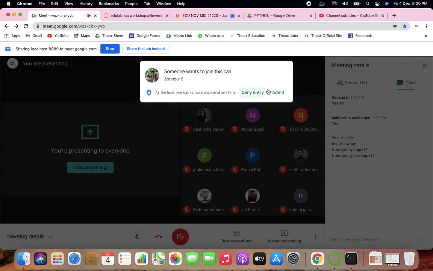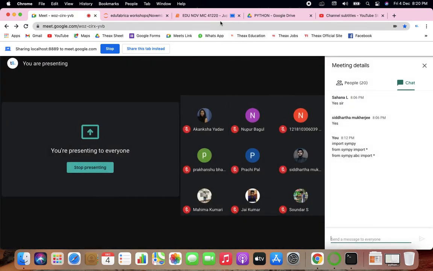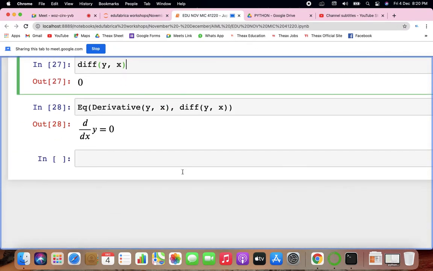Okay. Now in machine learning, like in CNN, ANN, whatever the things are there, you would be having formulas.